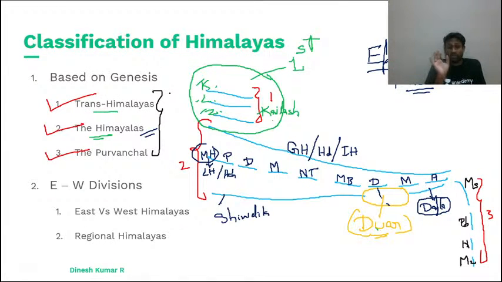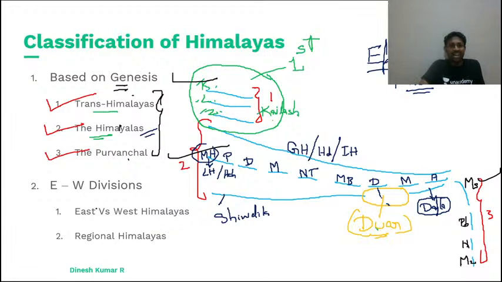So this is my actual proper technical classification of Himalaya, that is three parts: Trans Himalayas, Himalayas and Purvanchal. So that is how we individually cover them under three parts. I hope this genetic classification, or the classification based on its origin, is clear. If this is clear, let me move into the next portion. What else do I have to study about Himalaya?